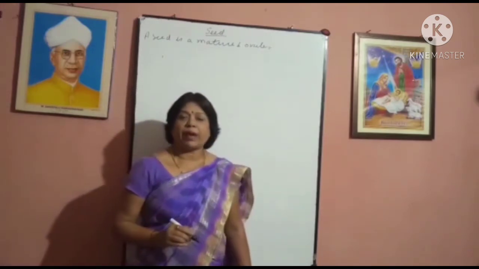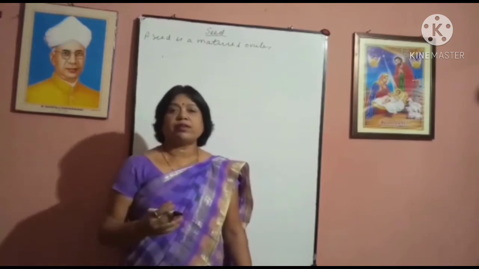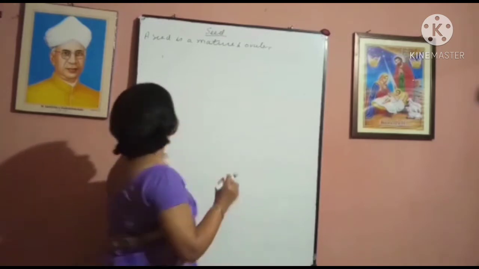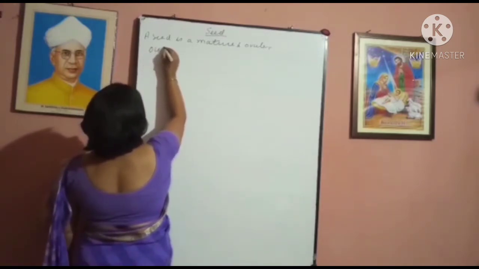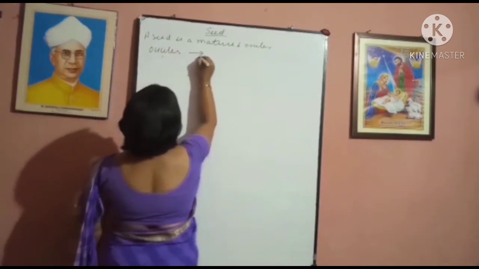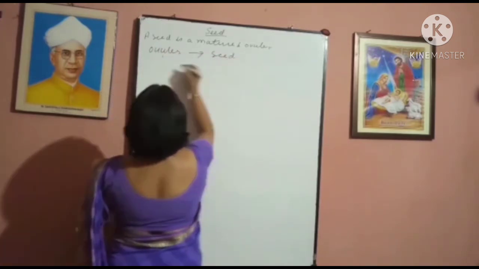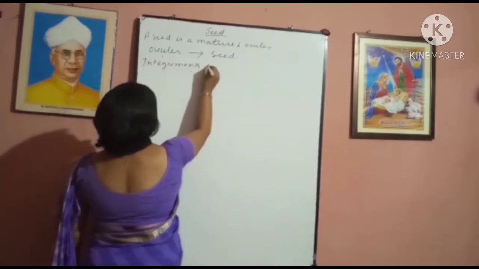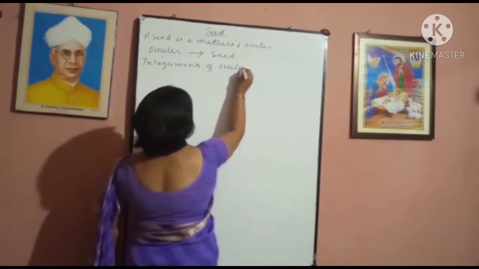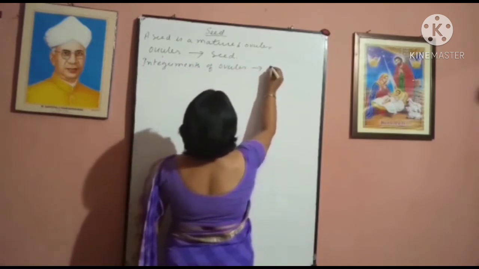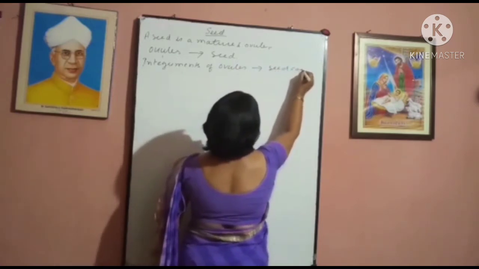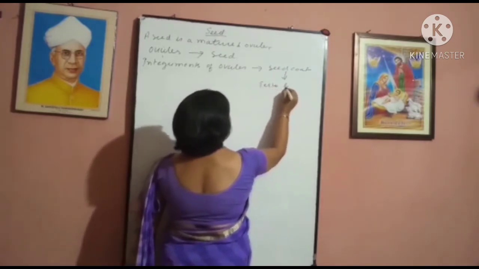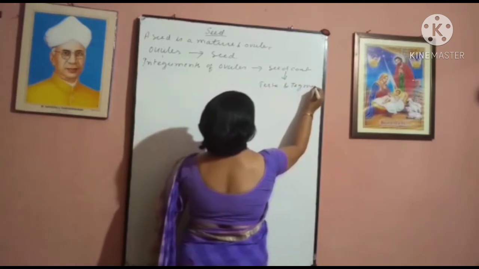In angiosperm plants, ovules convert into seed after fertilization. And integuments of ovules convert into seed coat, which contains two layers: testa and tegmen.